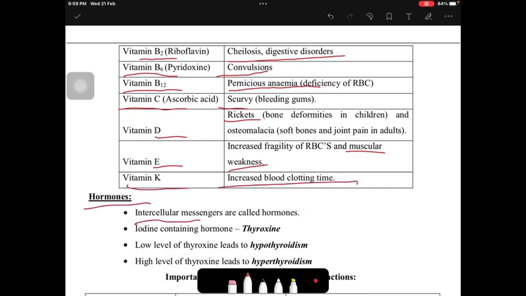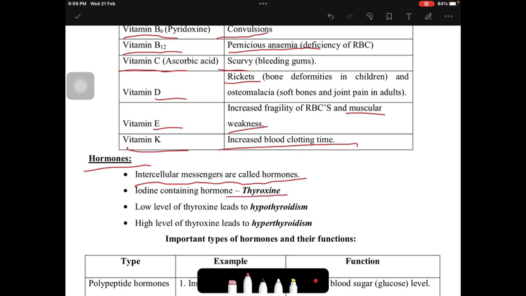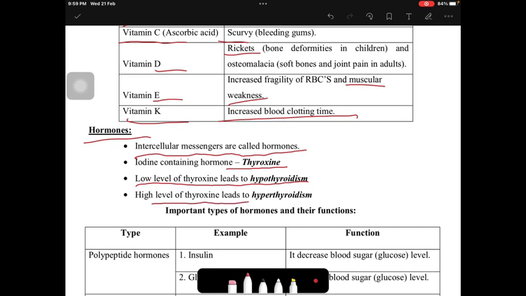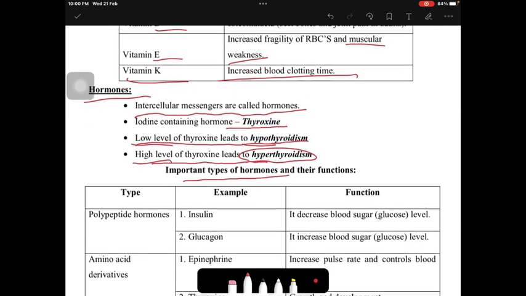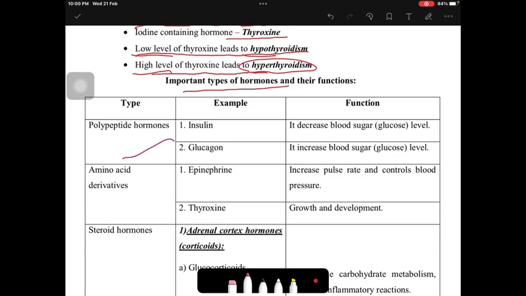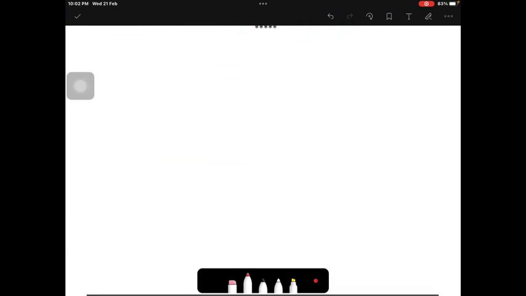Hormones: intercellular messengers are called hormones. Iodine containing hormone: thyroxine. Low level of thyroxine leads to hypothyroidism. High level of thyroxine leads to hyperthyroidism. Important types of hormones and their functions: note this tabular column. I hope you understood this video.